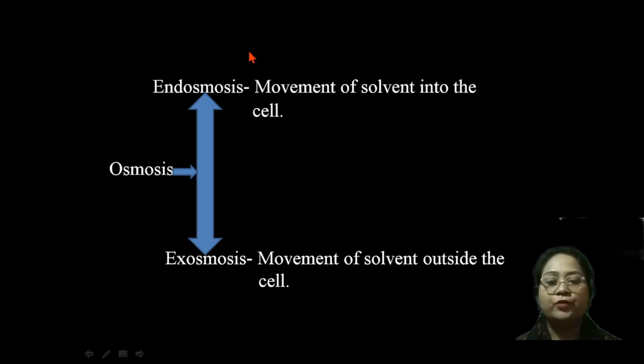So endosmosis, as we already studied, exosmosis also we studied that. Endosmosis is what? Movement of solvent into the cell. Okay, so this occurs in case of water molecules. For this reason, we should denote it as either solute or solvent. So endosmosis is movement of solvent into the cell, and exosmosis is what? Movement of solvent outside the cell.